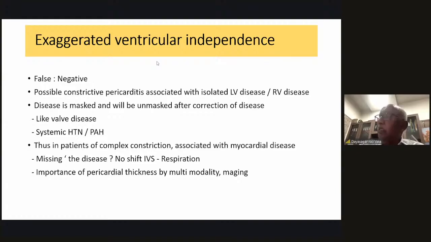So don't think that hemodynamic data is the ultimate in the diagnosis. Thus, in patients with complex constriction associated with myocardial disease, missing the disease is still a possibility by hemodynamic data. So the importance of pericardial thickness by multimodality imaging should caution us that we may be missing it, and we need to really look at the other parameters before you say that there is no constriction in this patient.